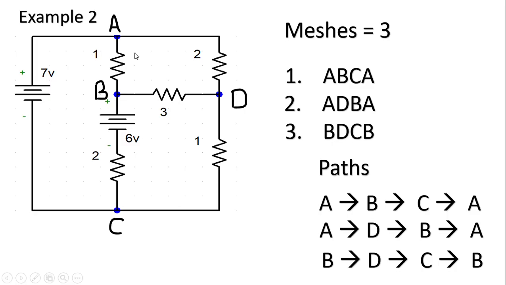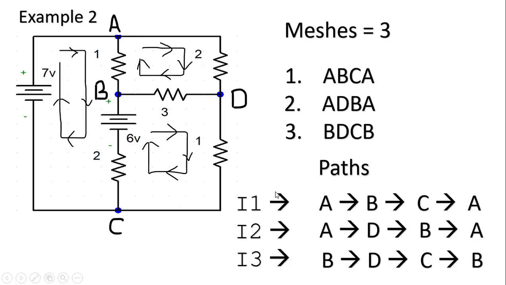The three meshes and the paths are: the first mesh path is A to B, B to C, C to A. The second mesh path is A to D, D to B, B to A. The third mesh path is B to D, D to C, C to B. So these are the three meshes available in this example.